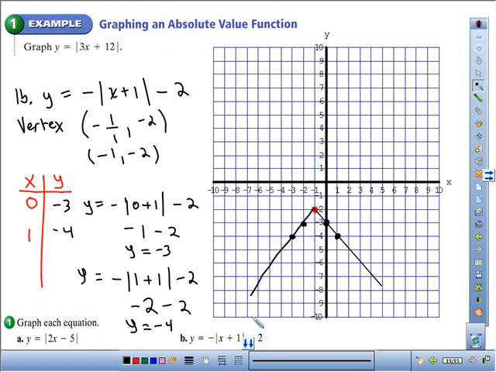Draw a line. And that's it. And you notice our graph makes sense because if there was a negative in front of the absolute value, it's supposed to be an upside down V, which is what we got. So you can always double check your answer to make sure your graph makes sense with what the equation looks like.